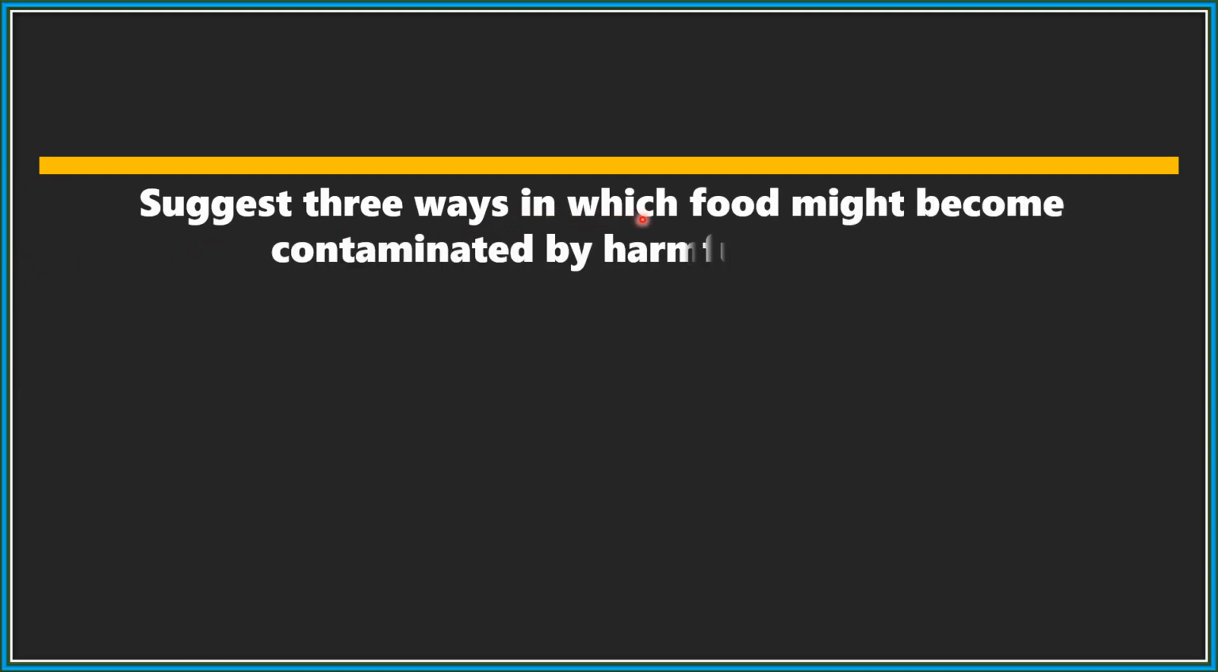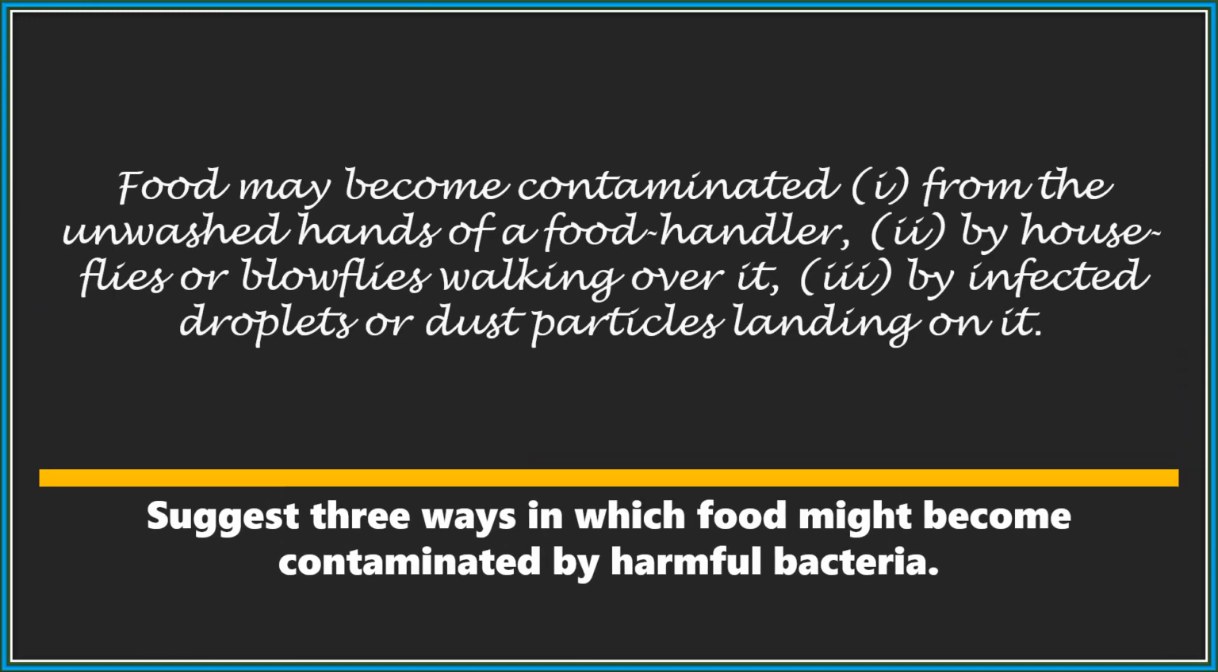Suggest 3 ways in which food might become contaminated by harmful bacteria. Food may be contaminated from the unwashed hand of a food handler, by houseflies or blowflies walking over it, by infected droplets or dust particles landing on it.